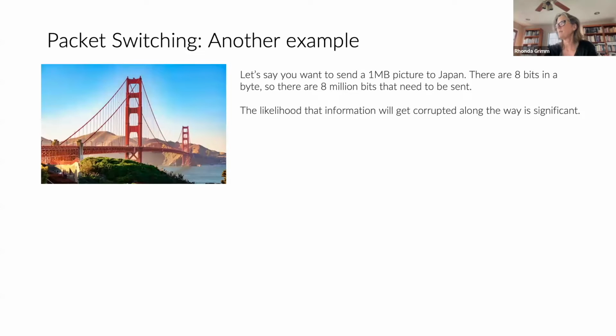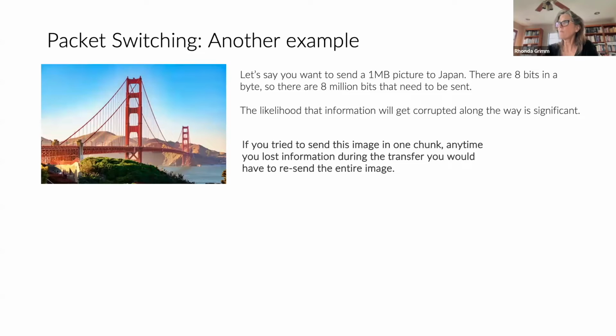So let's take another example. Say you've got your buddy in Japan, you're in San Francisco, and you want to send this 1 megabyte picture to Japan. There are 8 bits in a byte, so this picture has 8 million bits that need to be sent. The likelihood that information is going to get messed up on the way is pretty high. So if you tried to send this whole image in just one big go, you're going to lose something, and then you would have to start all over and retransmit it again and again.